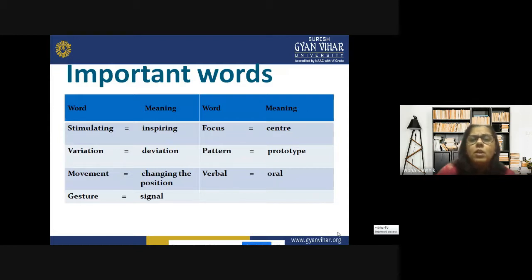Gesture signals, what type of gestures the teacher is using to explain the students and to gain or to attain the attention of the learners. Focus, center, pattern, prototype, verbal only.